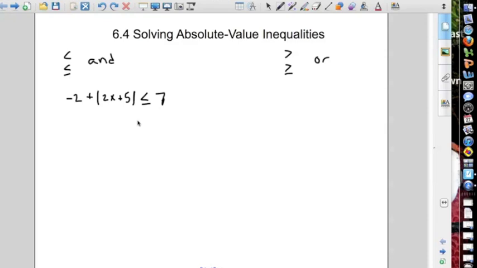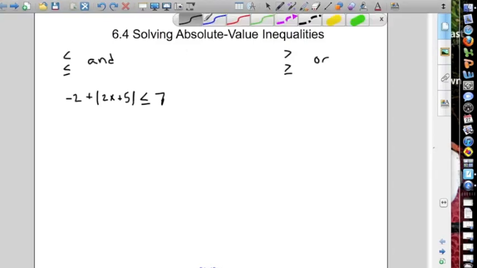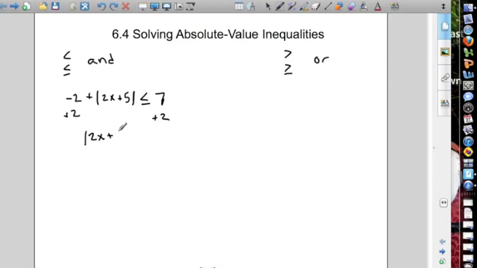So hopefully you've had time now to at least start looking at it. Feel free to pause this and go through and work that problem out. But let's go ahead and work this problem out and see what we get here. So we add 2 because we always want to get that absolute value by itself first. So never forget, you always got to get that absolute value by itself first.